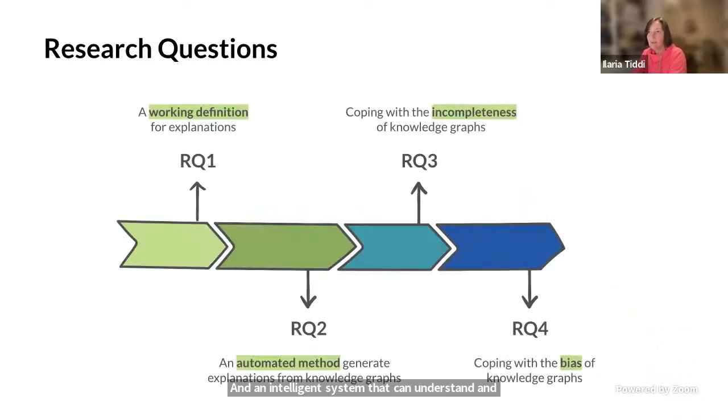So based on this hypothesis, we set up a number of research questions. The very first one we looked into was, okay, if we want to use large-scale knowledge graphs to generate explanations, we need to understand what we mean by an explanation. So we need a definition. Even if it's a working definition, we still need one. And then we said, okay, we need a method that will allow us to generate explanations from knowledge graphs. So how are we going to do that?